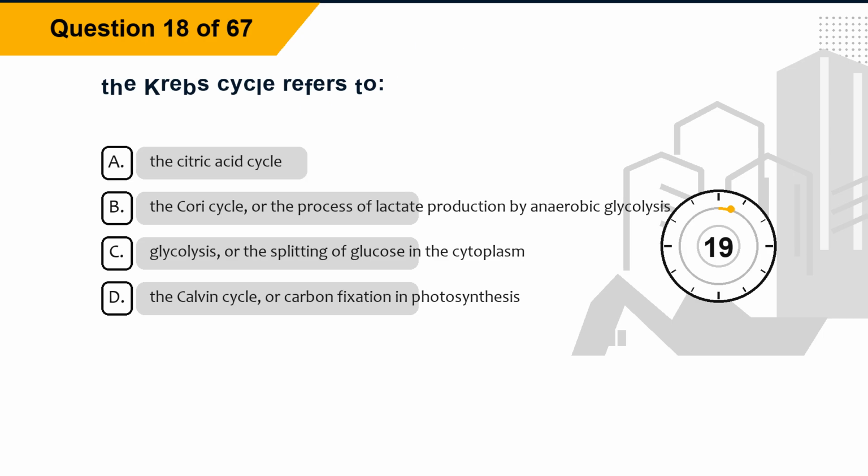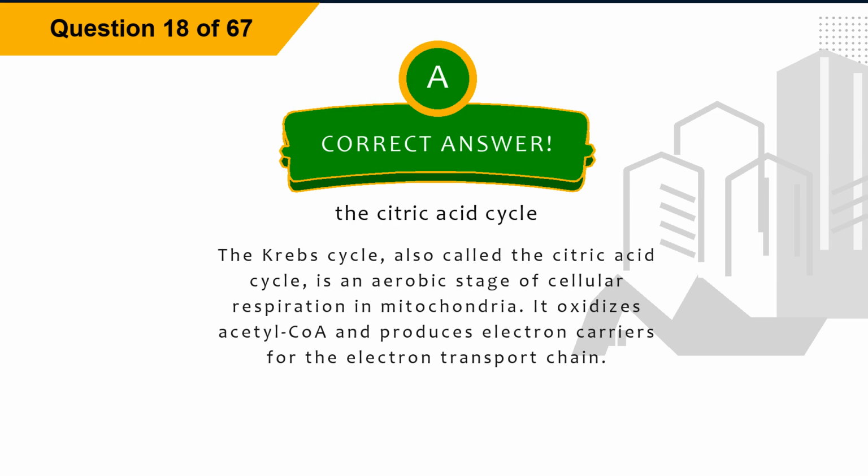Question 18. The Krebs cycle refers to option A, the citric acid cycle. Option B, the Cori cycle, or the process of lactate production by anaerobic glycolysis. Option C, glycolysis, or the splitting of glucose in the cytoplasm. Option D, the Calvin cycle, or carbon fixation and photosynthesis. The correct answer is option A, the citric acid cycle.